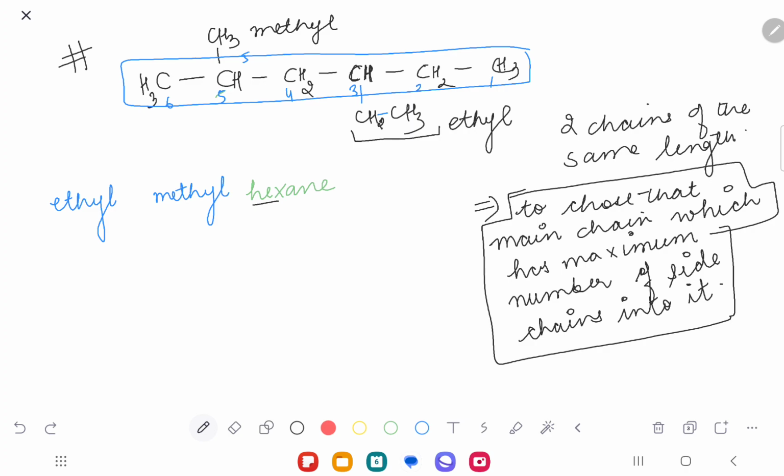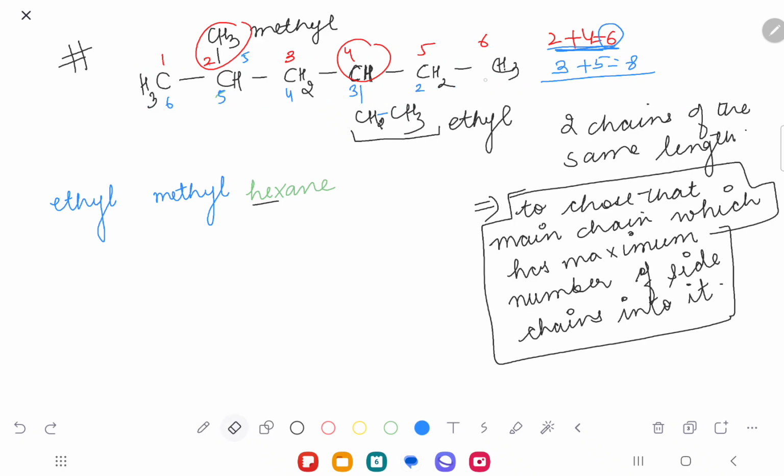So now the choice is how to number it. 1, 2, 3, 4, 5, 6. According to the red numbering, methyl comes at 2 plus ethyl comes at 4. So 2 plus 4 is 6. And according to the blue numbering, ethyl comes at 3 and methyl comes at number 5. So the sum is 8. I have to number the chain in such a way that the sum of the numbers is the least. So I will prefer the red numbering. I will prefer to number it from left to right. Understood or not?